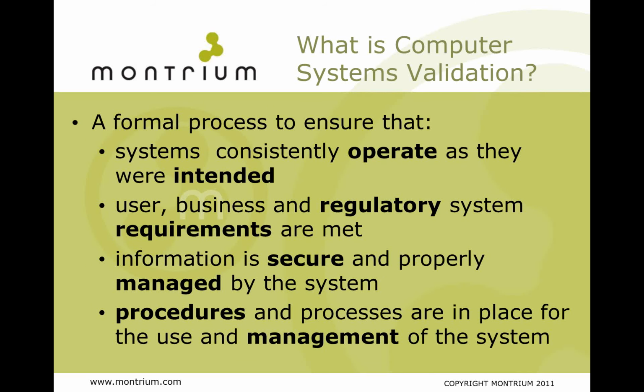So let's get started. What is computer systems validation? Computer systems validation is primarily a process which ensures that systems consistently operate as they were intended, or to their intended use. It also is a mechanism for us to ensure that user, business, and regulatory system requirements have been met. And it's important for us to be able to show this for the regulatory agencies. It's a mechanism for us to ensure that all of our information and data is secure and is being properly managed by the system. And it also ensures that the proper procedures are in place. Obviously computer systems allow us to implement technical controls, but we also need to have procedures and processes, which can be manual, in place for the use and management of the system.